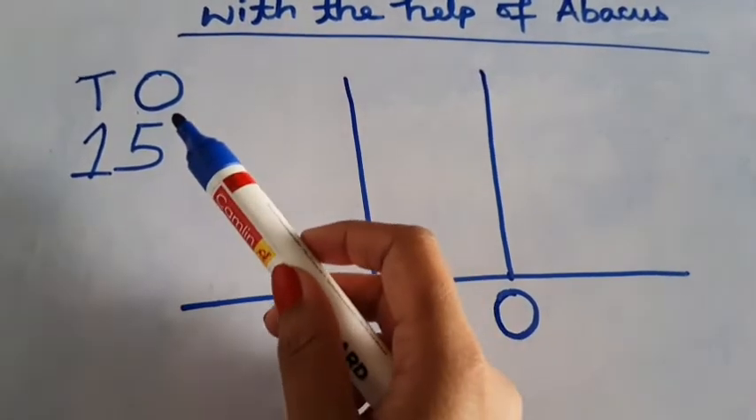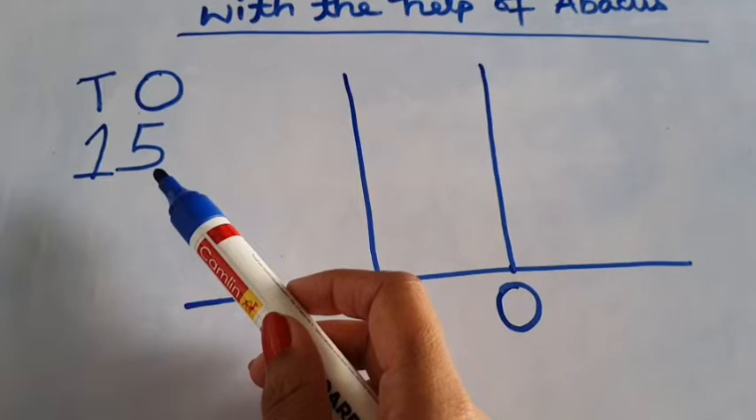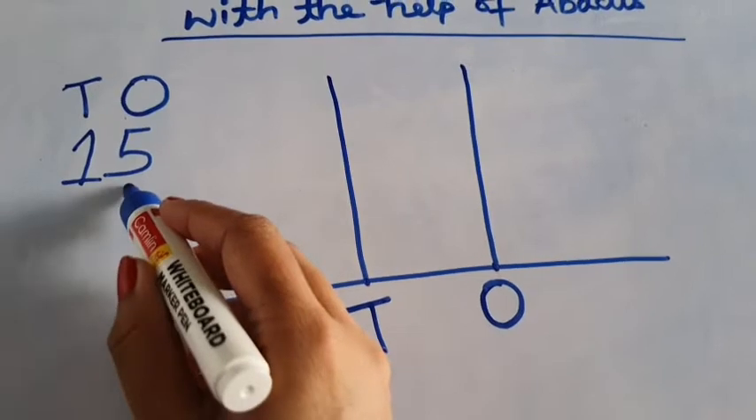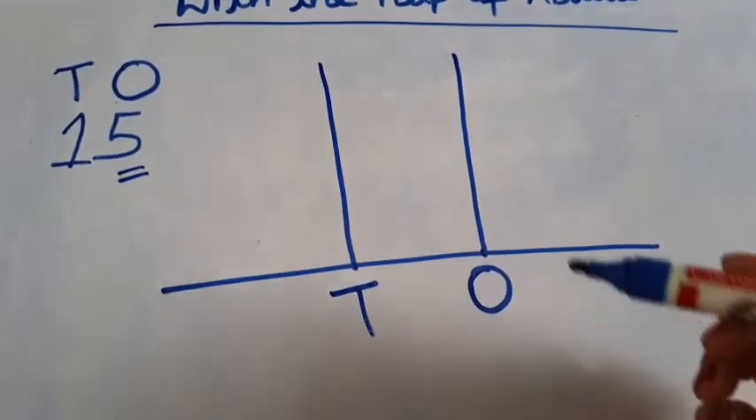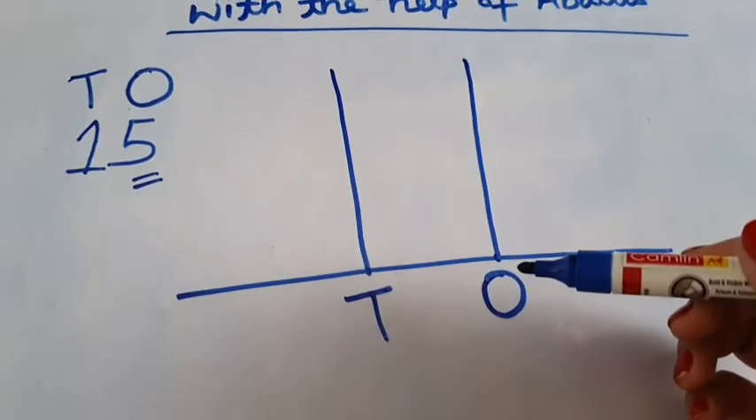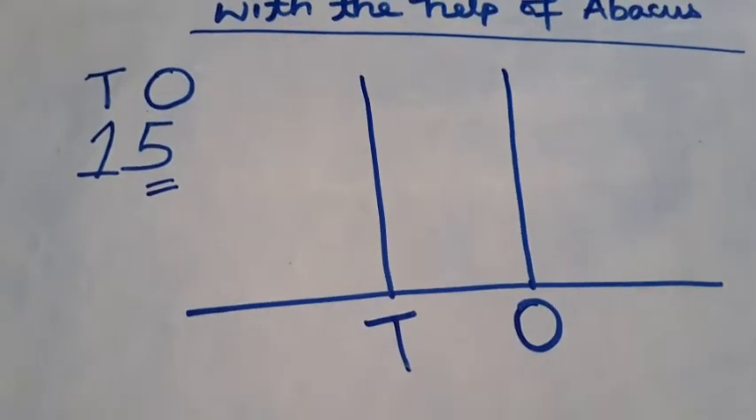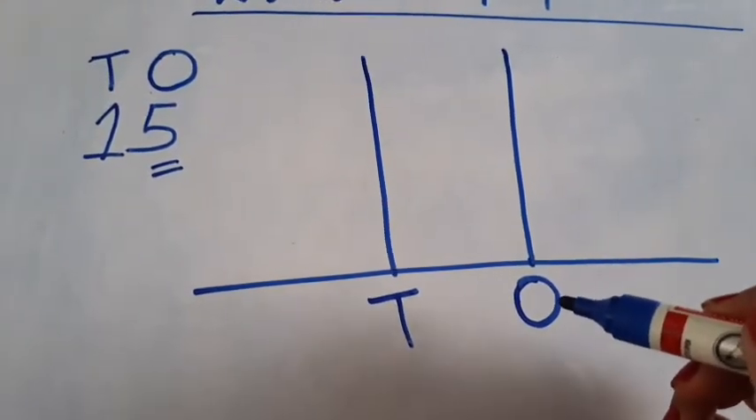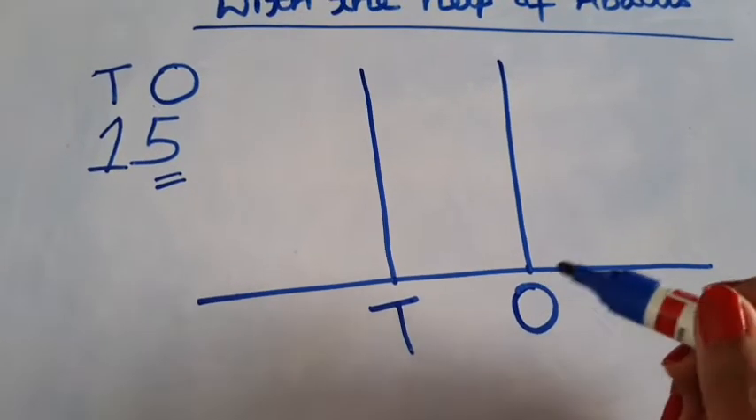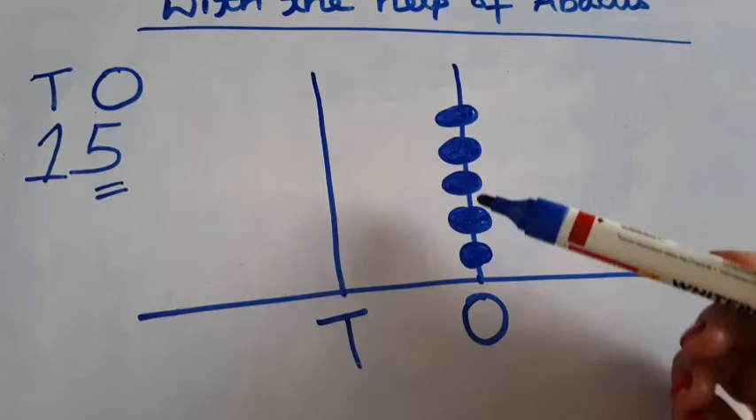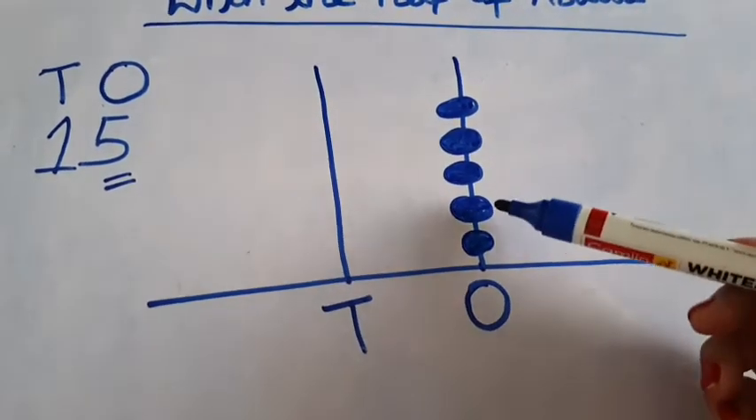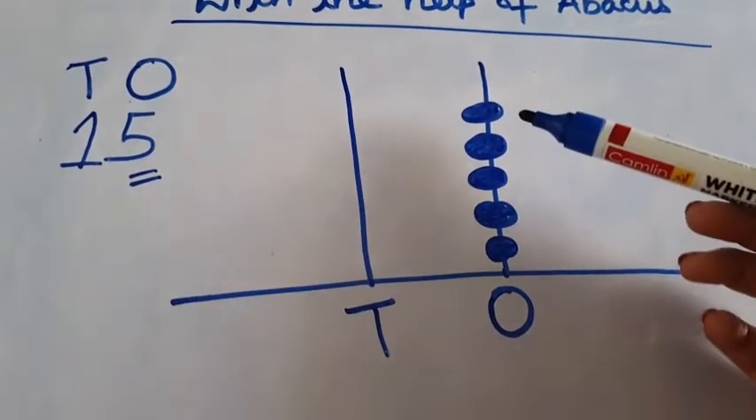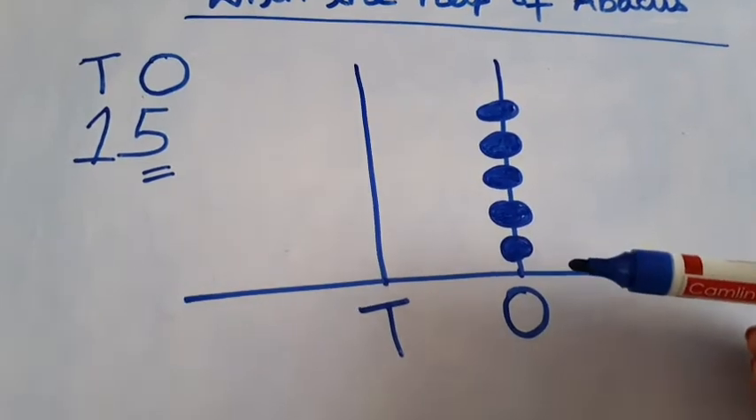See the number 1515. In the ones place, which digit is written? 5 is written. So in this vertical rod we will make 5 beads. We will put 5 beads in the ones column, or the ones vertical rod. These are known as beads. 1, 2, 3, 4, 5. So we have placed these 5 beads in the ones column.